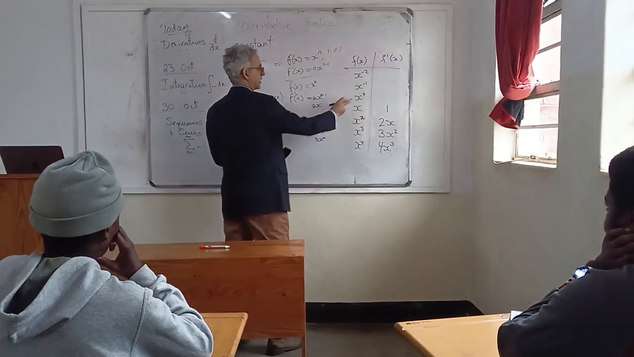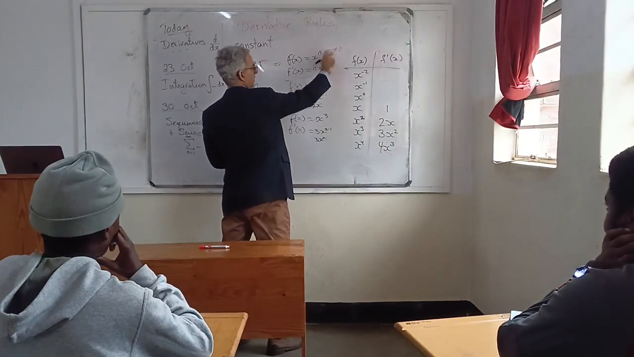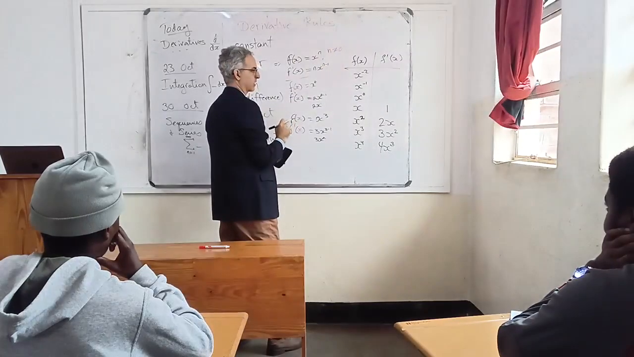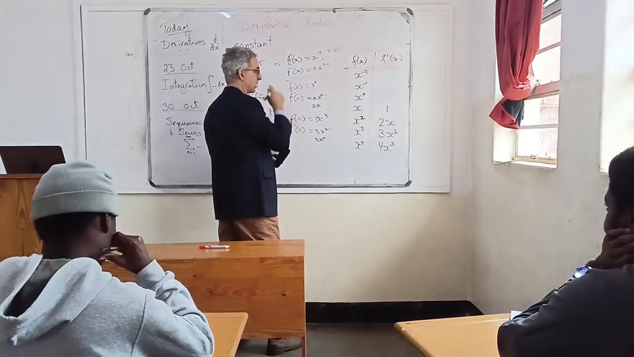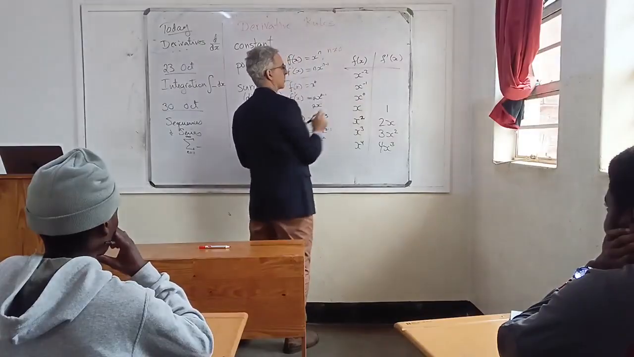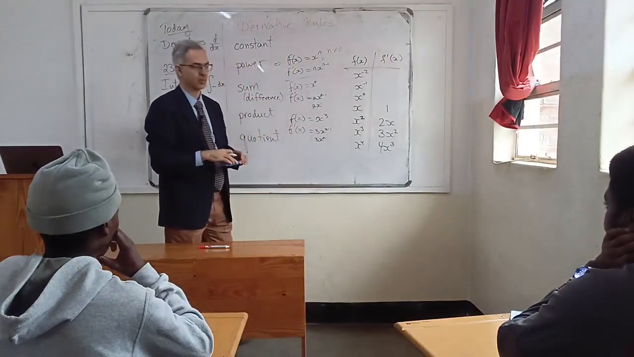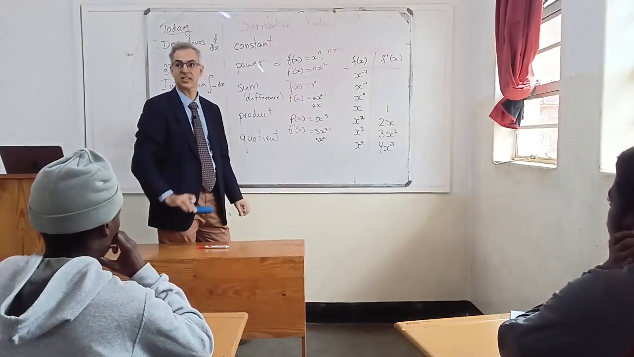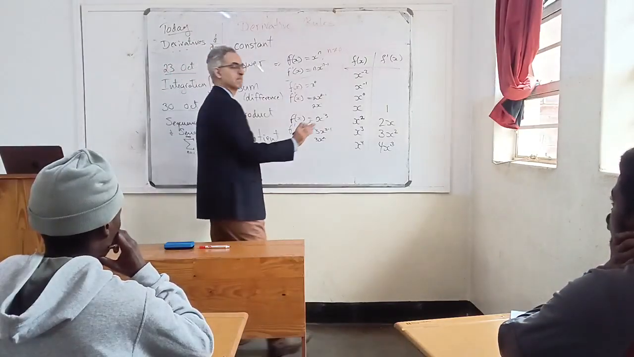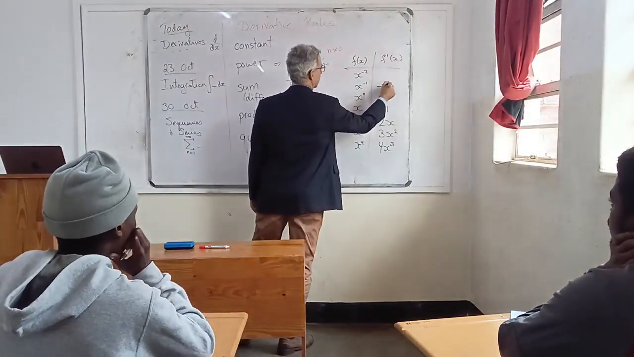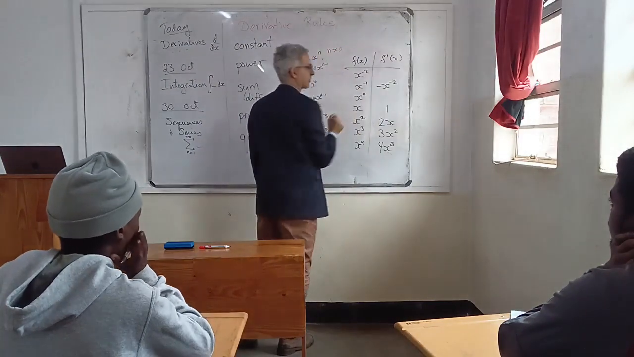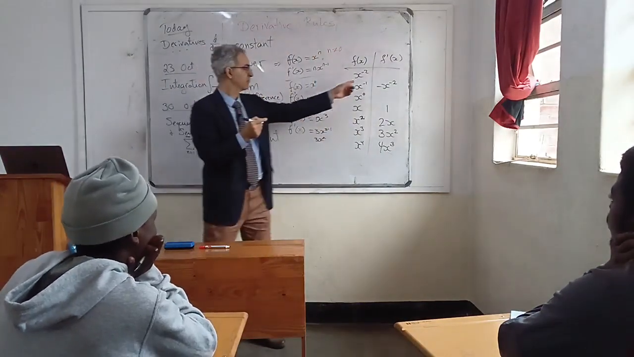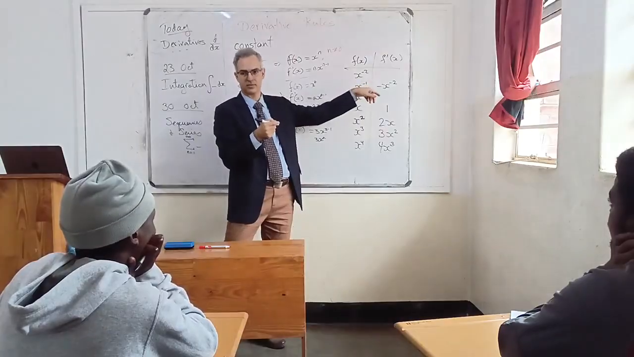So now, I said we'll skip x to the 0 because we said this is not the rule for x to the 0. Let's do x to the minus 1. So we apply the power rule to x to the minus 1. What do we get? Negative x to the minus 2. Minus 1 minus another 1 is minus 2.